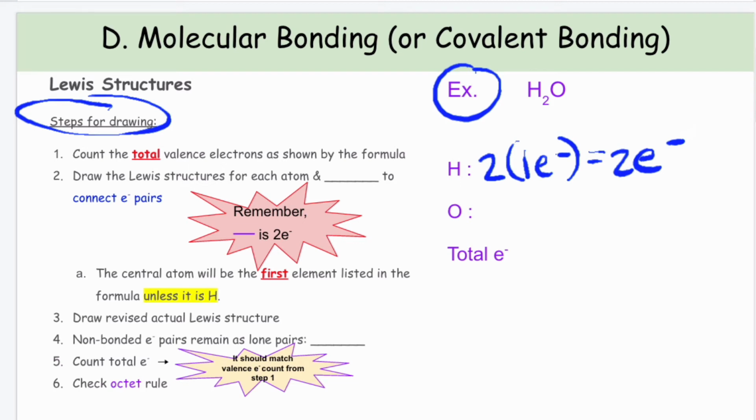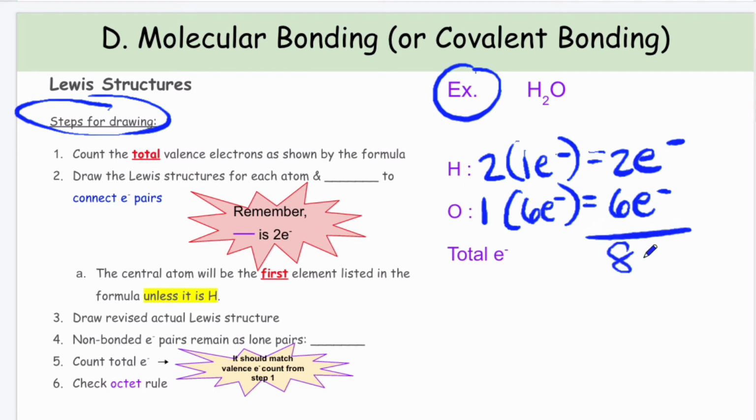In H2O there is 1 oxygen. Oxygen on the periodic table is in group 16, so it has 6 valence electrons, and 1 times 6 gives us a total of 6 electrons for oxygen, for a total of 6 plus 2, which is 8 electrons. Okay. There's step 1. Step 2, we're going to draw the Lewis structures for each atom.